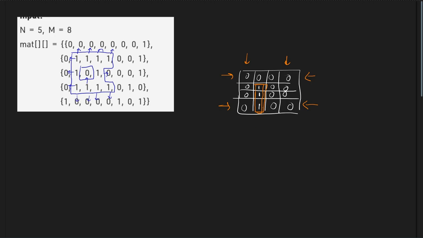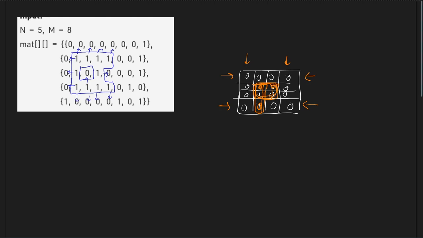So it will only be considered a valid closed island if there is no one that lies on the edge of the grid, right? So basically, you can start from any of the ones that lie inside this particular area. It should not lie on the edge. So you can start your DFS from any one of these ones.